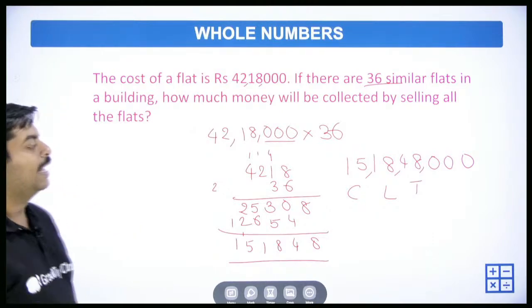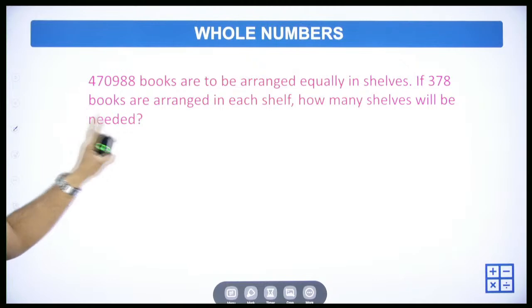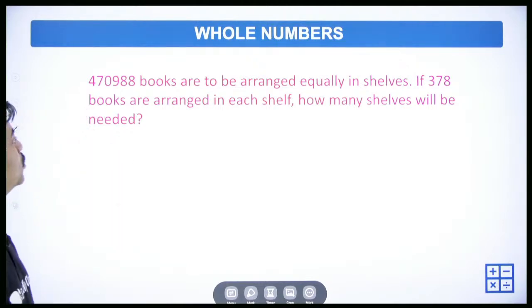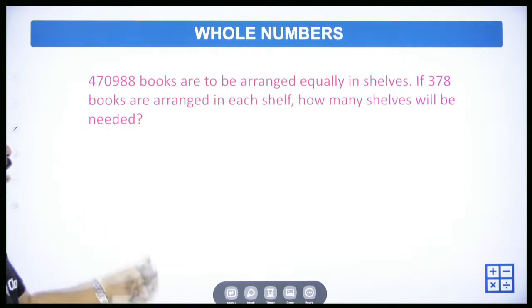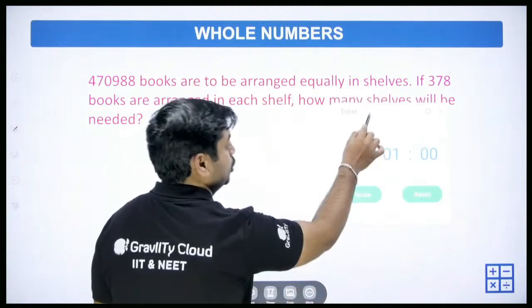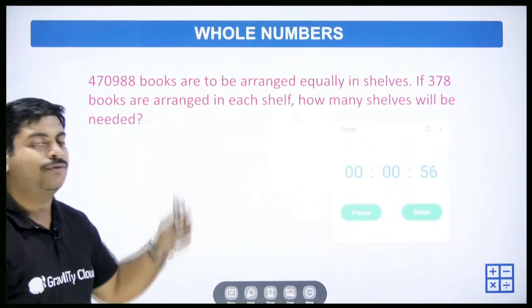Right. So moving ahead to the next question. 470988 books are to be arranged equally in shelves. If 378 books are arranged in each shelf, how many shelves will be needed? Please try to do that fast. Understand the question and how the books are being arranged in shelves, then you can understand what to do.